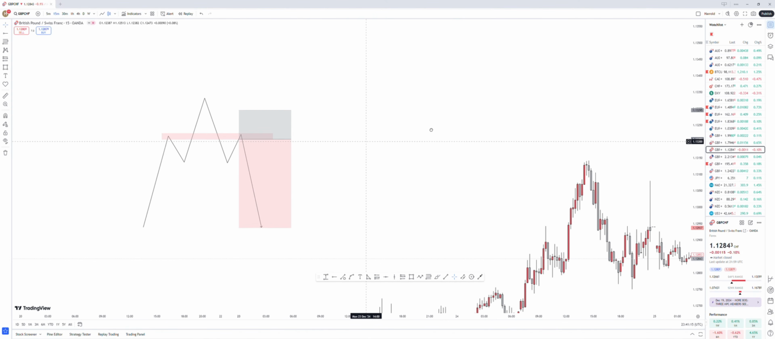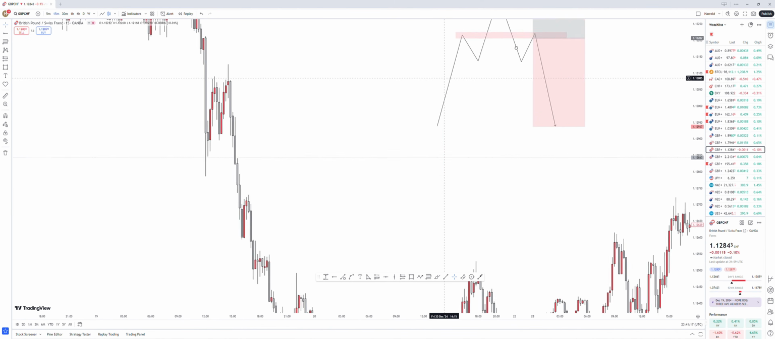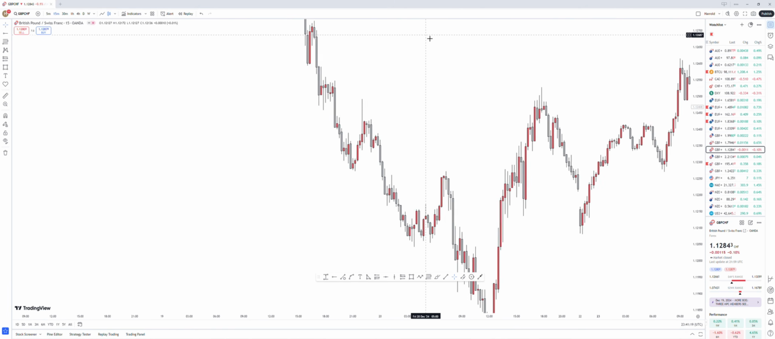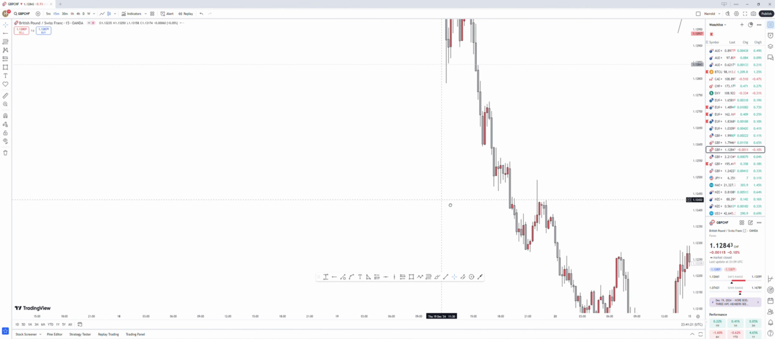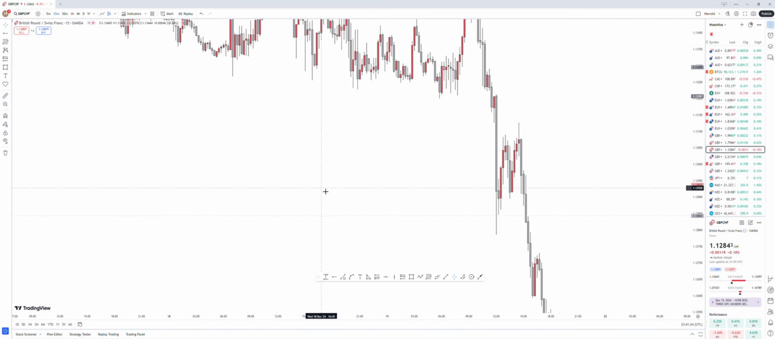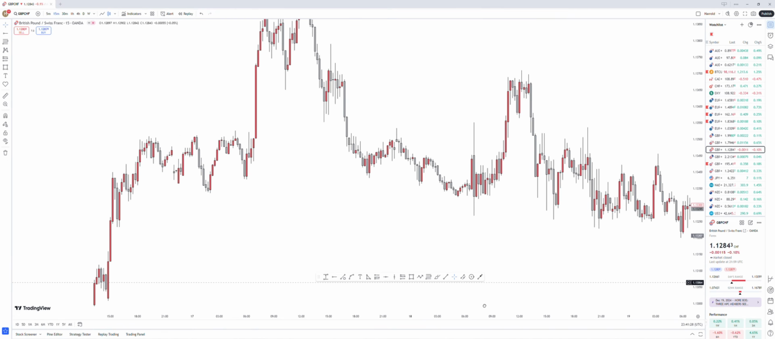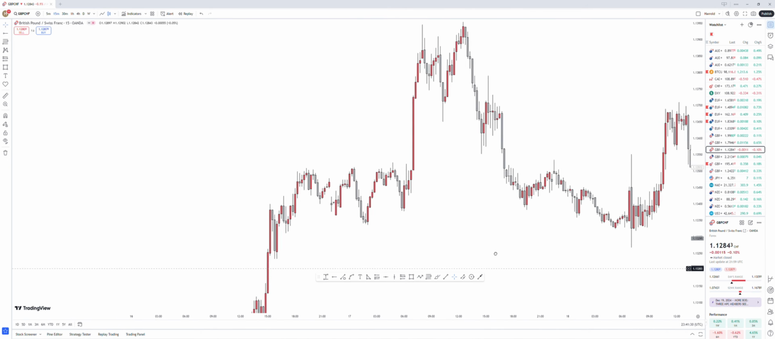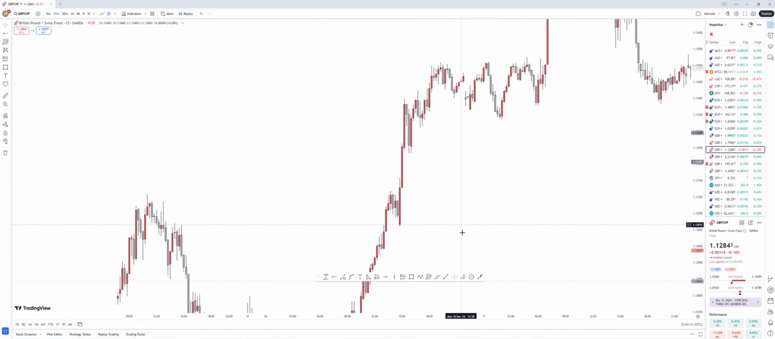Okay, so let me show you guys a couple of examples. I spotted a few when I was doing the example of the M pattern. I spotted a few head and shoulders patterns. Let me see.